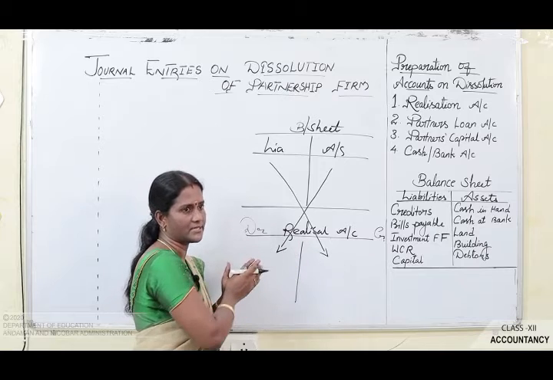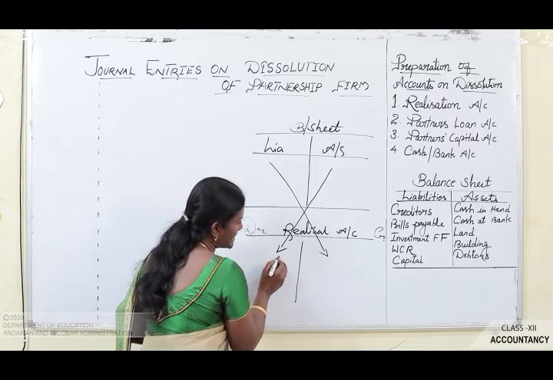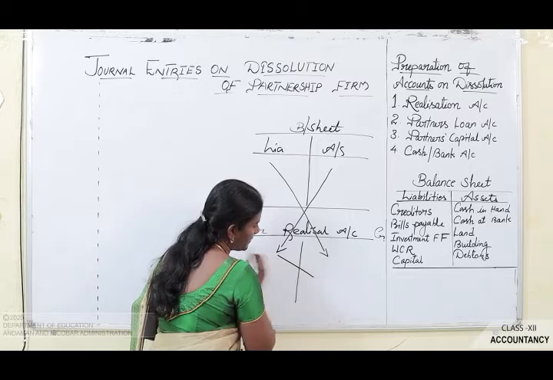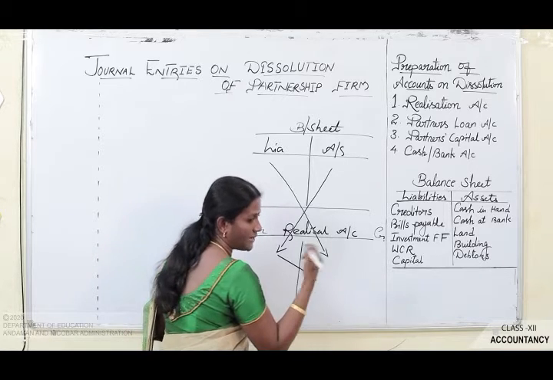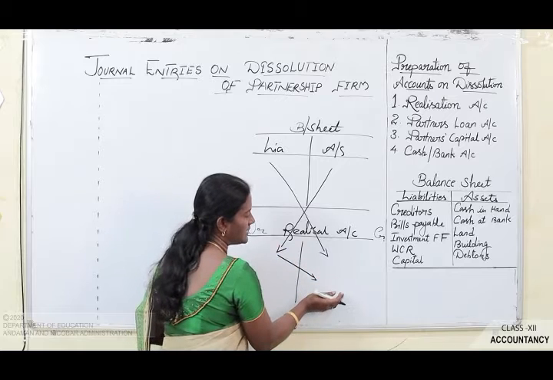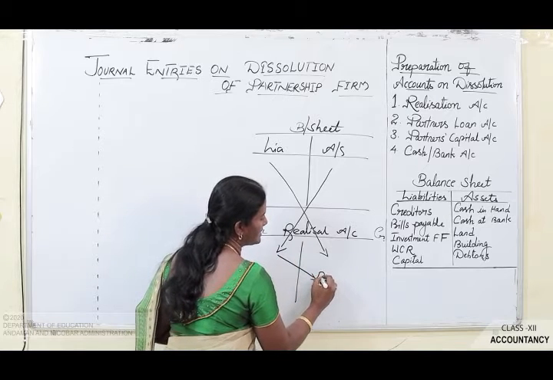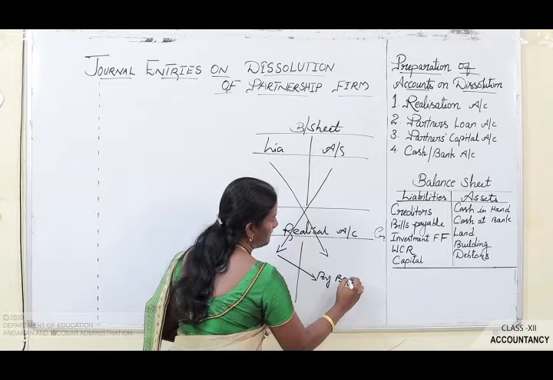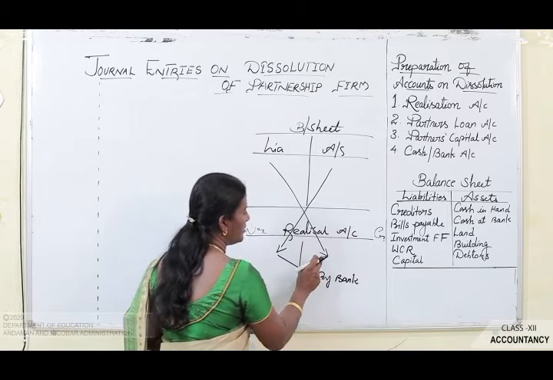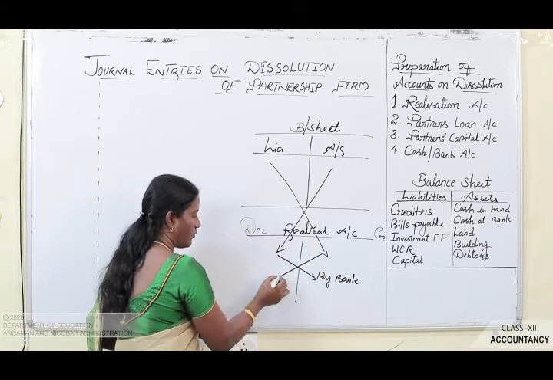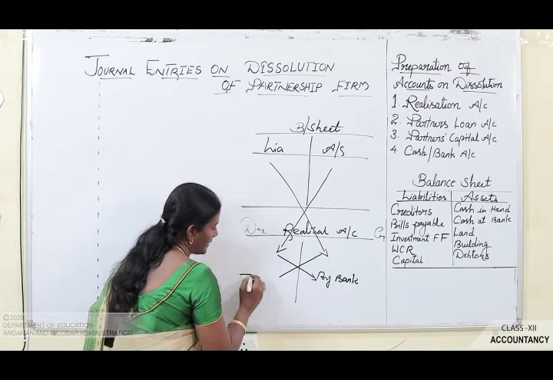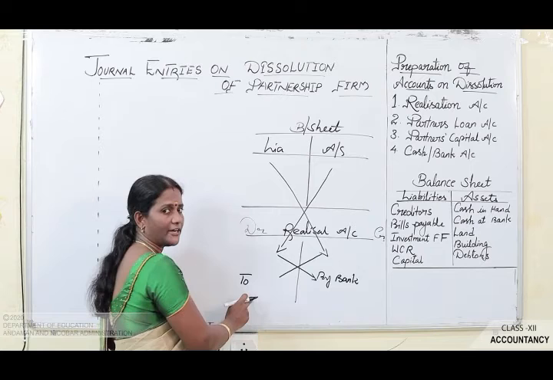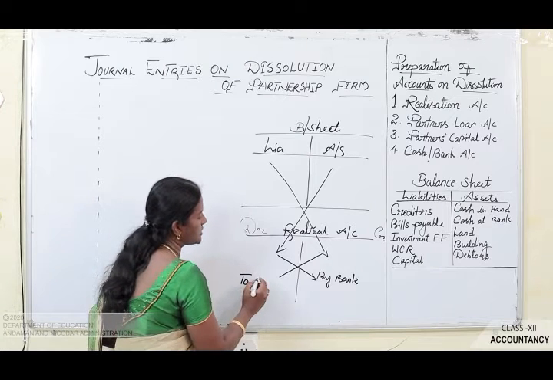It is the first step. Then when we sell the assets, we will be showing the received or realized amount on the credit side of the realization account as by bank. The same way, when we make the payment of liabilities, we will be showing the payment on the debit side of the realization account as to bank.